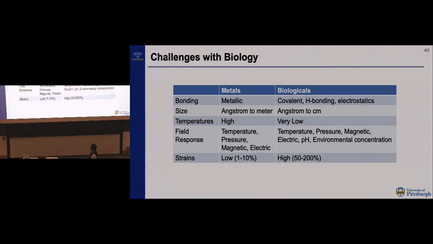Then we sat together and tried to identify what the difficulties are. So this is a summary of the differences between metals and biological systems. You have different bonding, you have different sizes of the system. You could see a bacterial flagella using a microscope, but you wouldn't get a bacterial flagella of this kind of size, okay? Temperature could be relatively low in the human body, but compared with the furnace, it's extremely low. For the field response, you have differences, and the strains could be different.